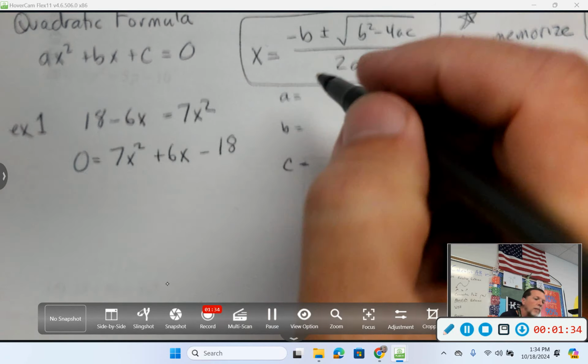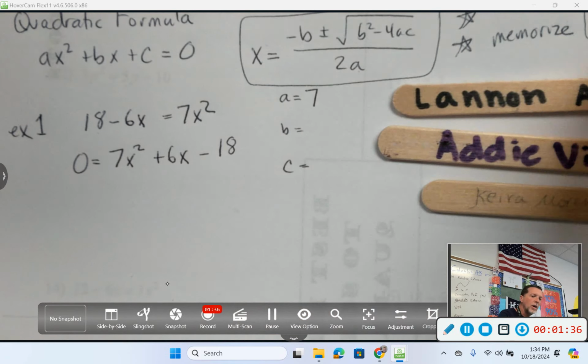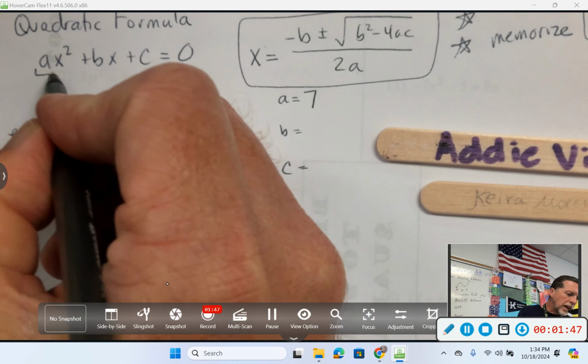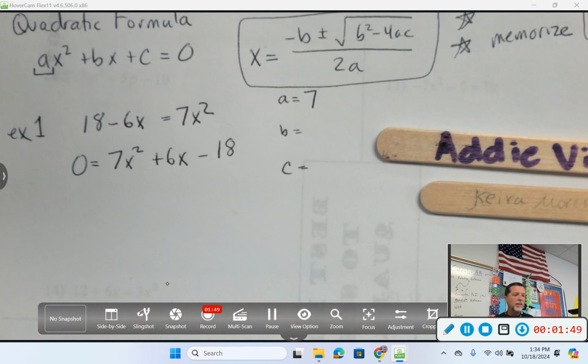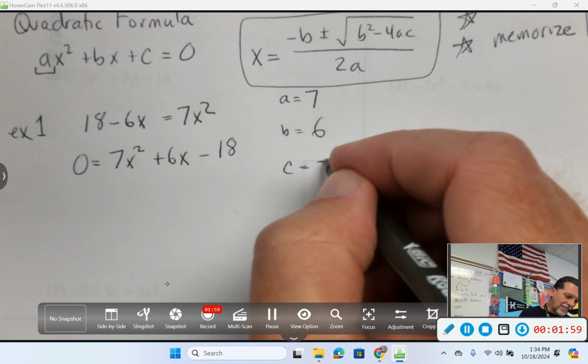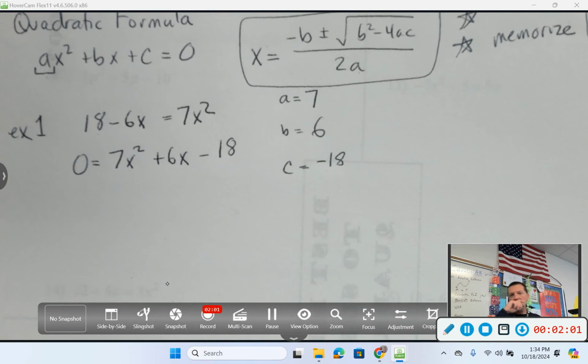7. I'm glad you said 7. Anyone care to guess what the usual wrong answer for what A is? 7x squared. Well, again, you're looking at the first term, but A is the number in front of the x squared, not including the x squared. Addie, how about B? B is 6. B is 6. And Kira, how about C? Negative 18, very nice. She grabbed the negative with it.